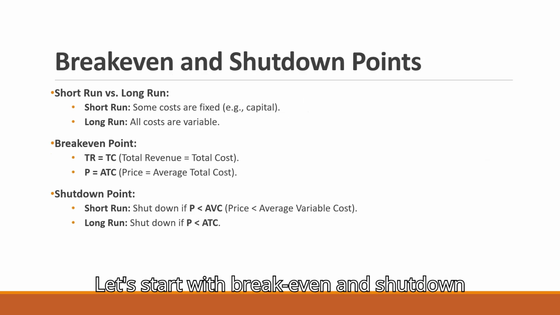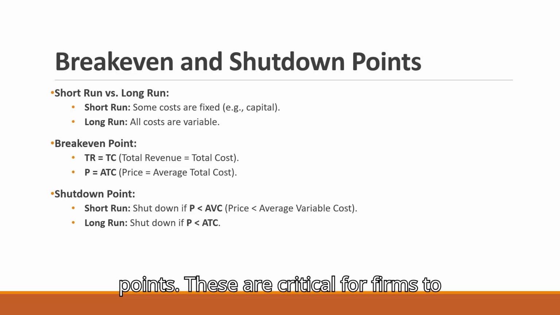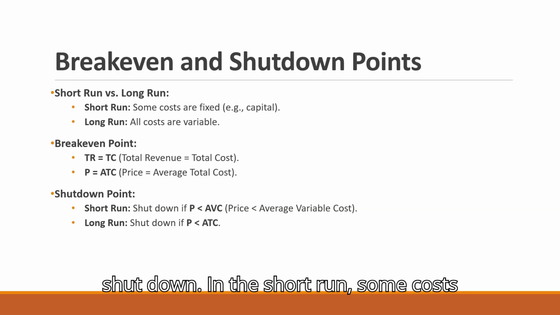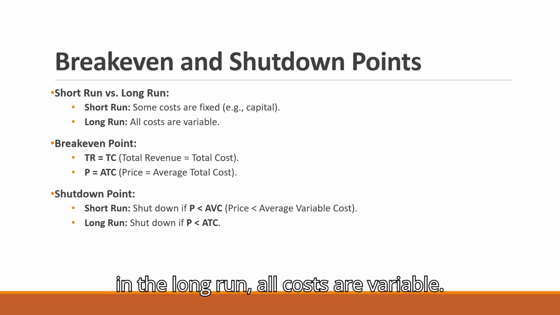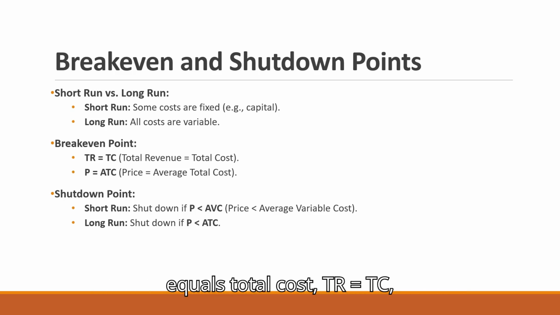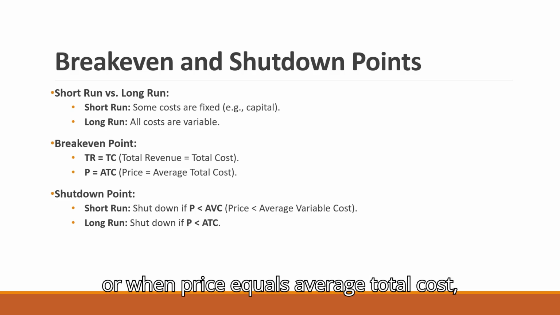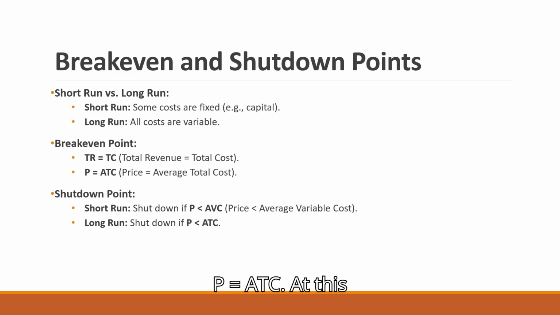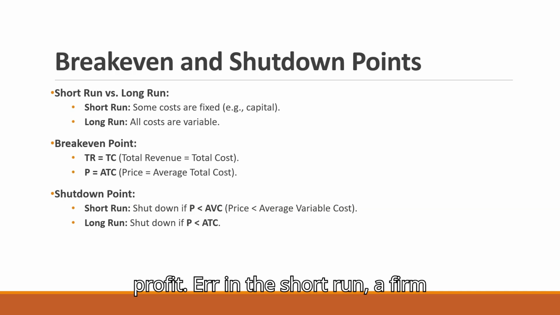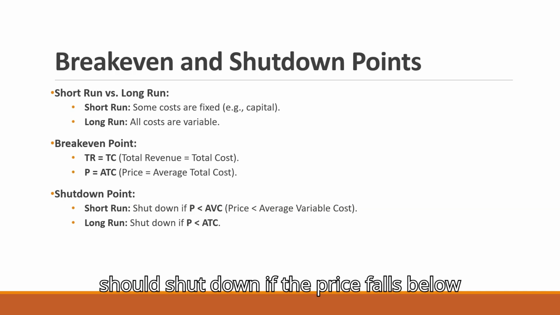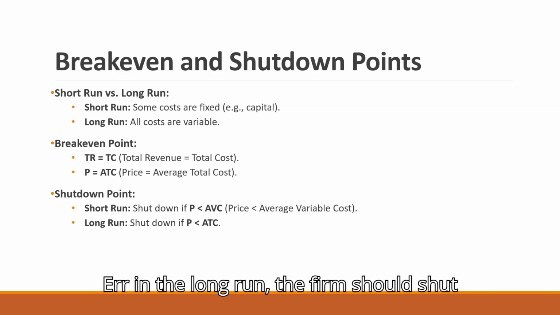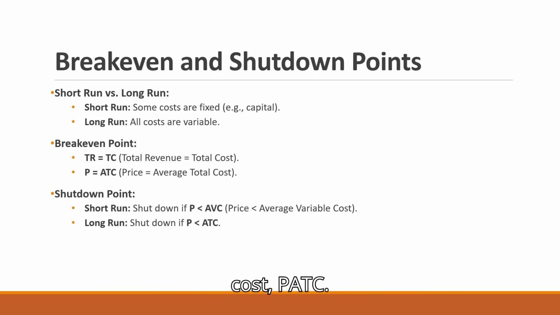Let's start with break-even and shutdown points. These are critical for firms to decide whether to continue operating or shut down. In the short run, some costs are fixed, like rent or equipment, while in the long run, all costs are variable. A firm breaks even when its total revenue equals total cost, TR equals TC, or when price equals average total cost, P equals ATC. At this point, the firm makes zero economic profit. In the short run, a firm should shut down if the price falls below average variable cost, P < AVC. In the long run, the firm should shut down if the price is below average total cost, P < ATC.